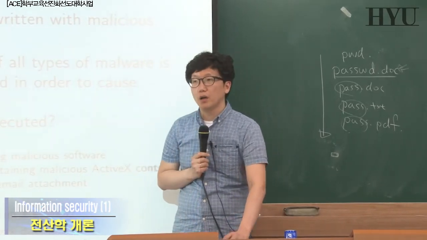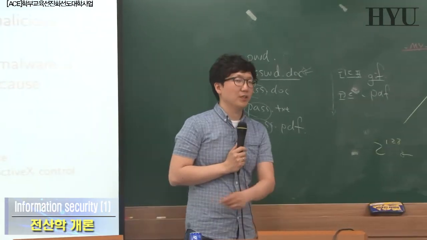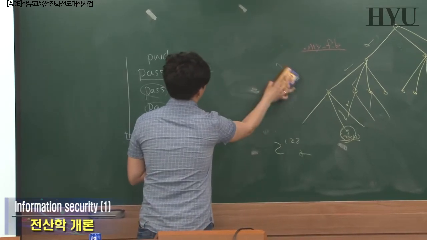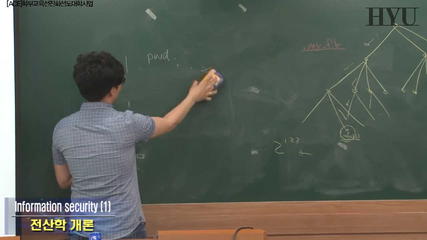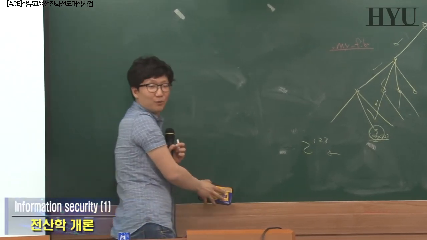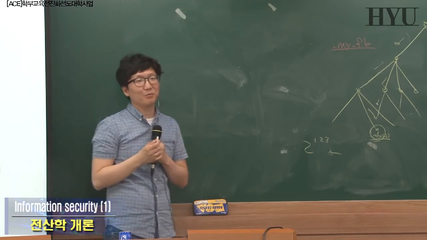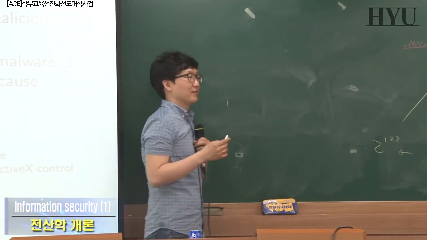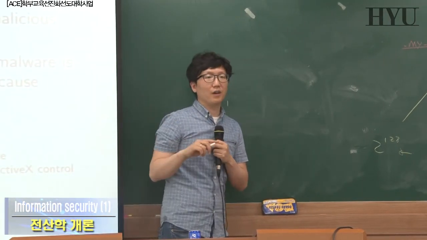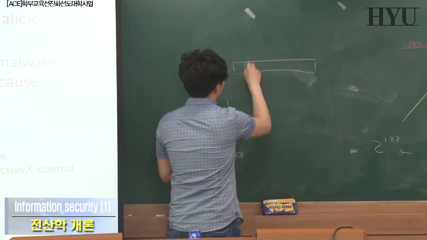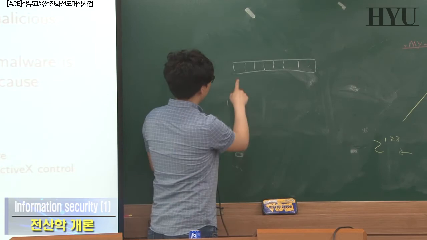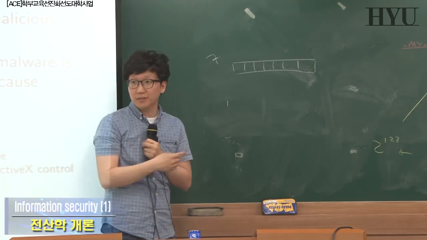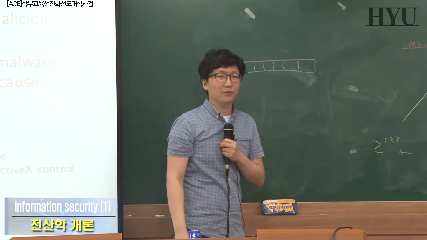What is a buffer overflow? Simply put, it could have many different meanings, but let me explain it very easily. A lot of the algorithms that we have looked at so far usually ask for an array. This is an array of size 7, right? You could declare int array of size 7.